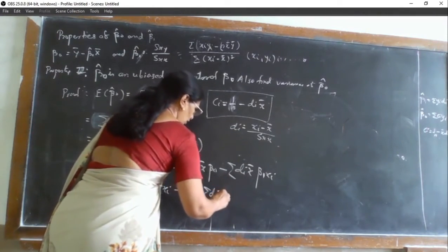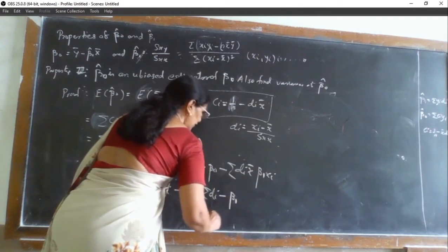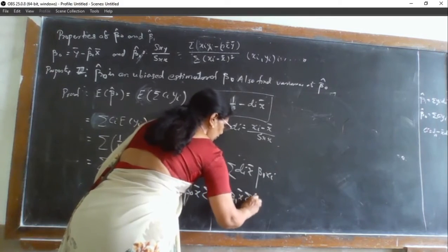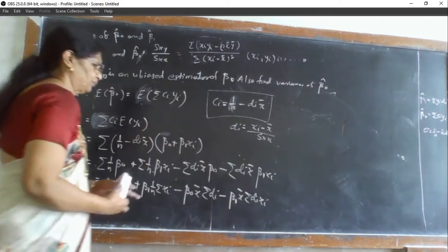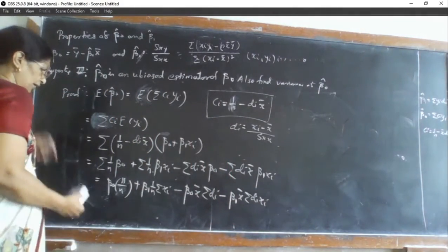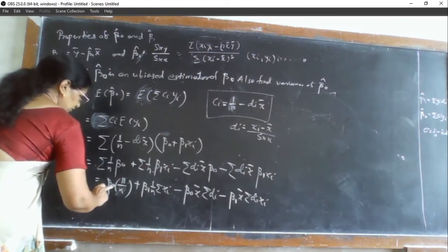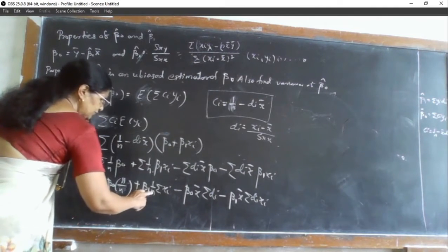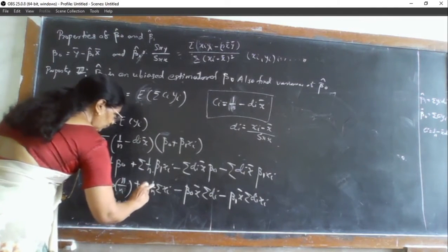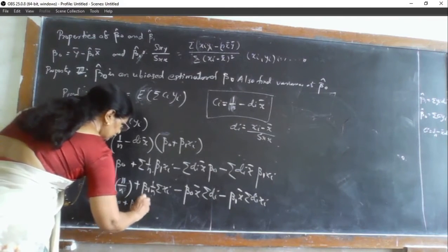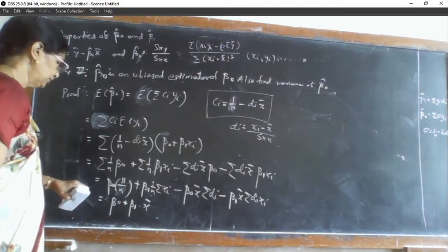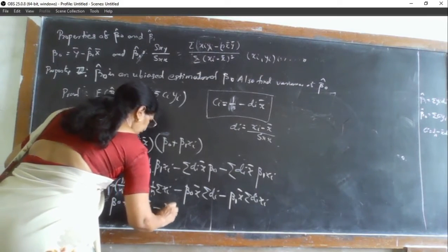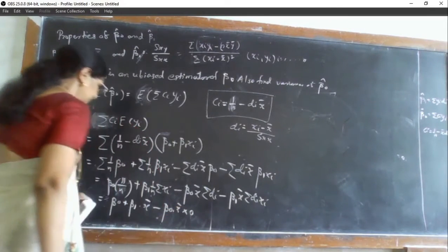And here I will have minus beta 1 x bar, and this is summation of di xi. Summation of di into xi. Now this beta naught into n upon n is beta naught plus beta 1 into 1 upon n, this is your x bar. Okay, this is your x bar. Now minus beta naught into x bar into 0.